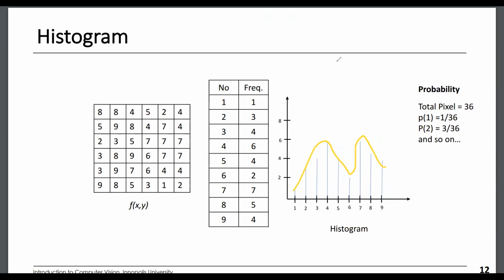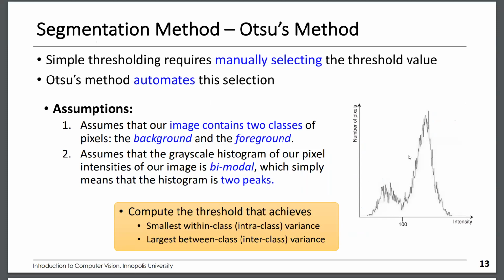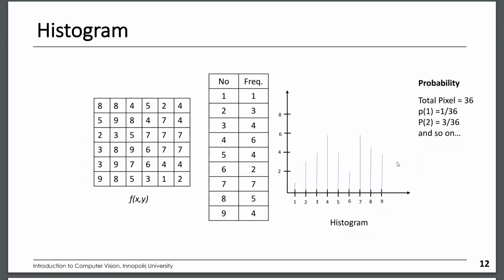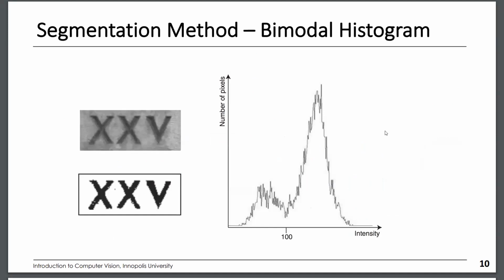The 2 peaks can be seen again. So yeah, can somebody give me an algorithm? Now that we have this bimodal histogram, how can we separate it? How can we find the threshold in this example?